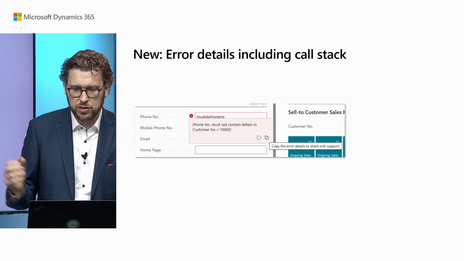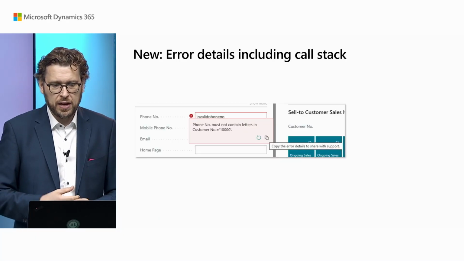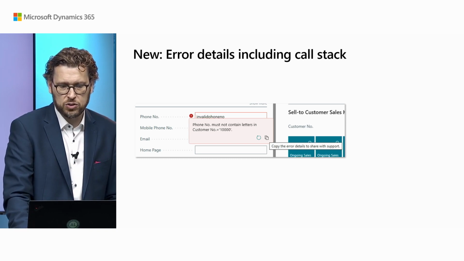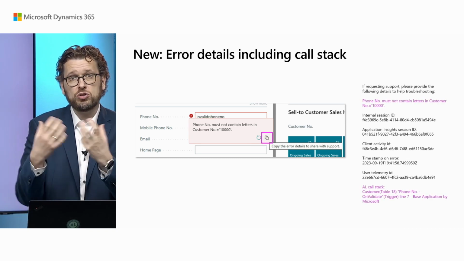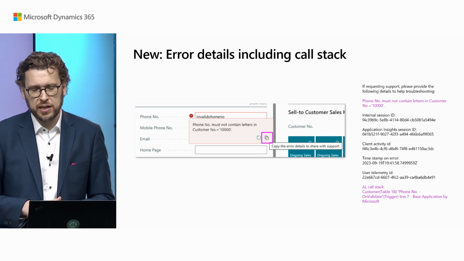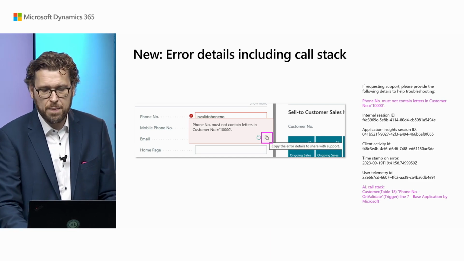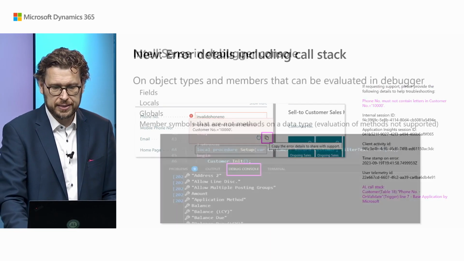So a couple of additional comments on this. In the error details, you now have this ability to copy the details, and that also shows the call stack. You can see that in purple at the bottom there. That's another way of getting some context about where the problem is.